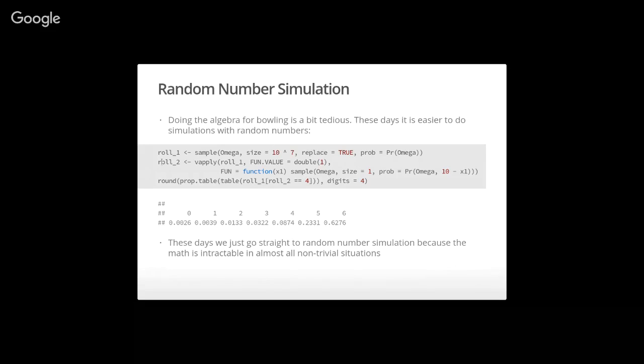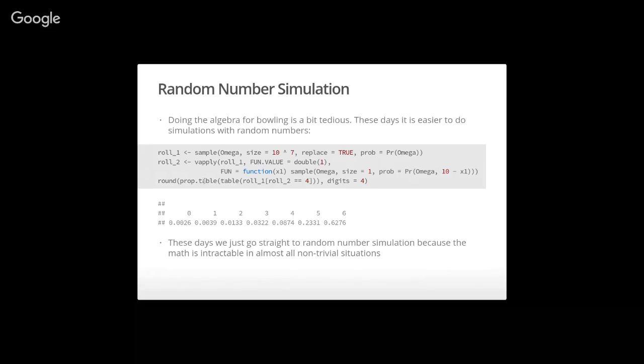And then I can do roll two. This is a little bit more complicated, but basically I'm just sampling from the set omega, one for each of the 10 million first rolls that I did. And now my probability is the conditional probability of knocking down whatever it is, given that there's 10 minus x1 remaining. So those two things together give me 10 million simulated complete frames of bowling.